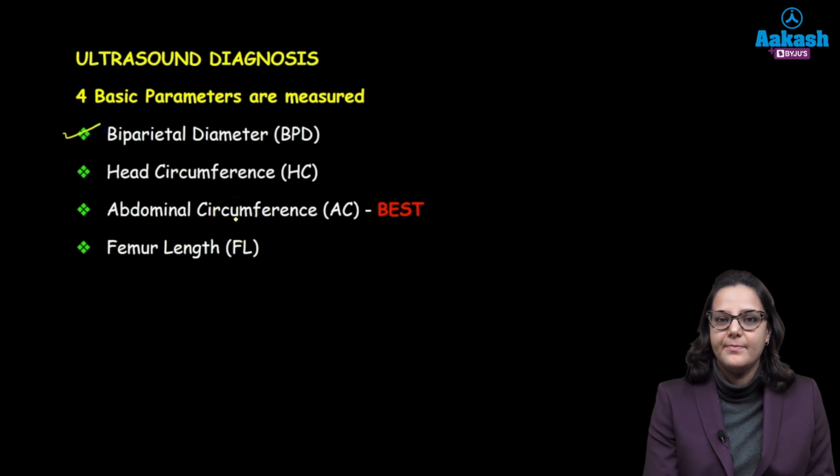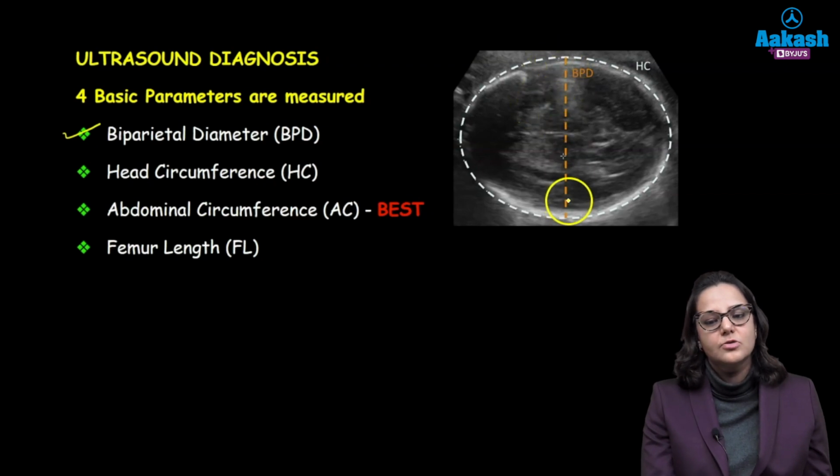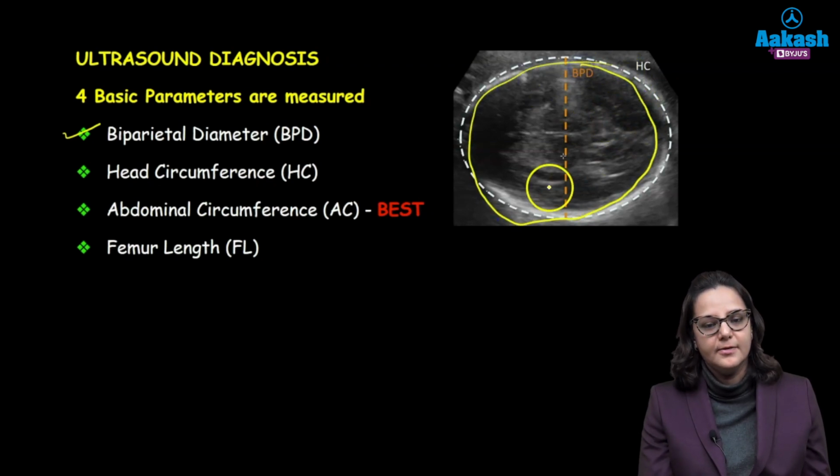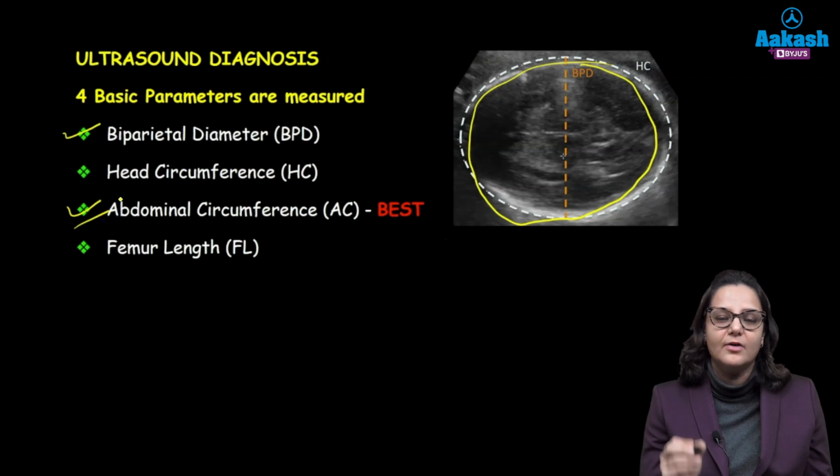The first is the biparietal diameter, which is nothing but the distance between the ends of the parietal bones. The second value is the head circumference, where the entire circumference of the baby's head is taken. The third and the most important is the abdominal circumference. If they ask which is the best ultrasound parameter to diagnose IUGR, it is the abdominal circumference.